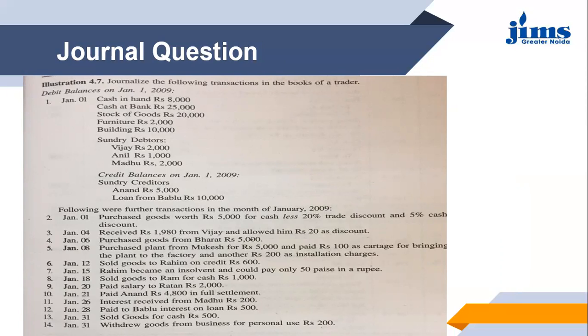So in this entry on 26 January, it is said interest received from Madhu. Interest received means it is an income for the business. So from Madhu, 200 rupees is getting received.